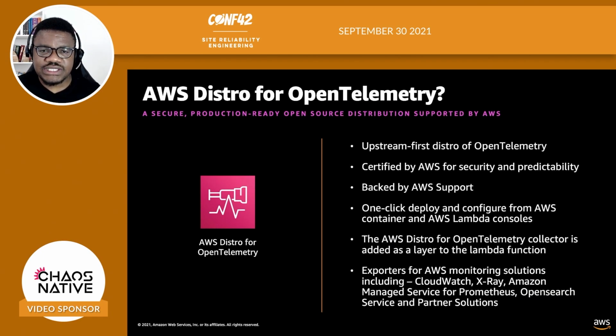It's basically a secure, production-ready open source distribution of OpenTelemetry supported by AWS. It's an upstream-first distro of OpenTelemetry, which means that AWS contributes to the upstream first and then builds out the downstream implementation on AWS Distro for OpenTelemetry. It is certified by AWS for security and predictability, backed by AWS support. And what we've also done with this is to make it easy for customers to integrate OpenTelemetry in their Lambda function via one-click deploys.